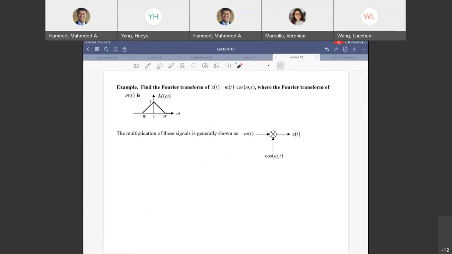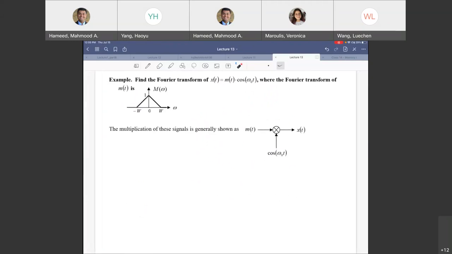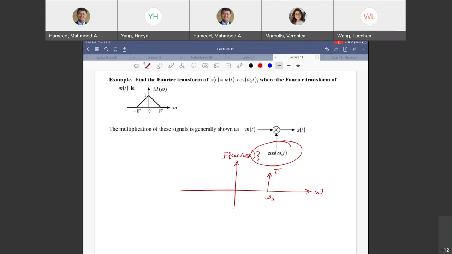So before I leave you today, I'll just talk about this very, very quickly. Cosine. Let's try to do this super fast. Cosine. What does it have? It has an impulse with a weight of pi at omega naught. This is omega. This is the Fourier transform of a cosine. There's another impulse with a weight of pi at negative omega naught. We have proved this before, right?